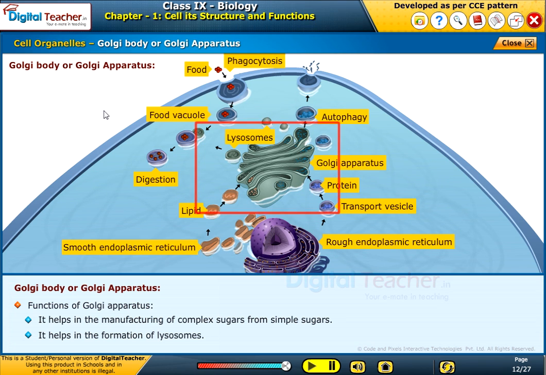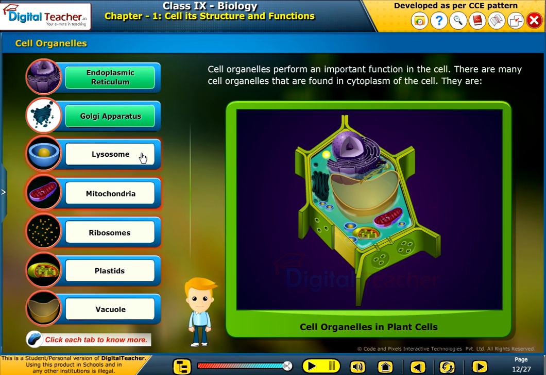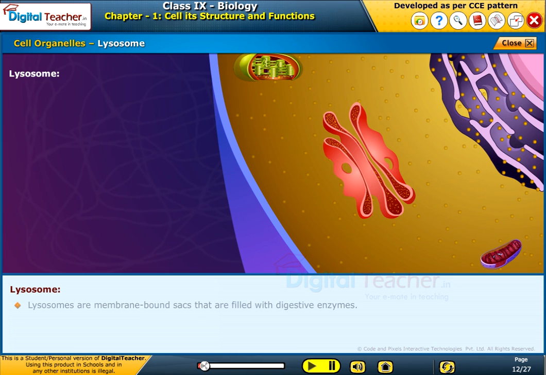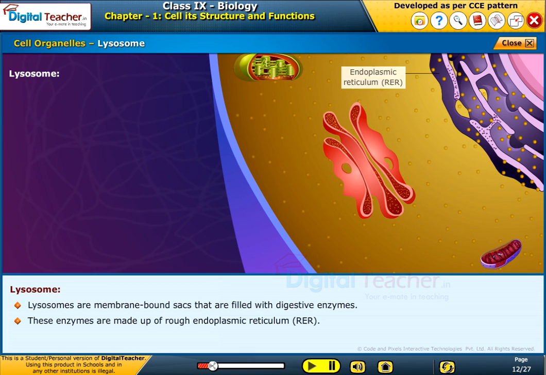Now, let us learn about lysosome. Lysosome. Lysosomes are membrane-bound sacs that are filled with digestive enzymes. These enzymes are made in the rough endoplasmic reticulum or ER.